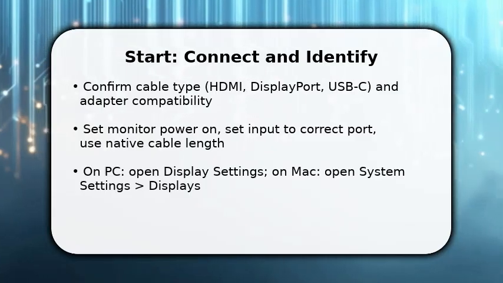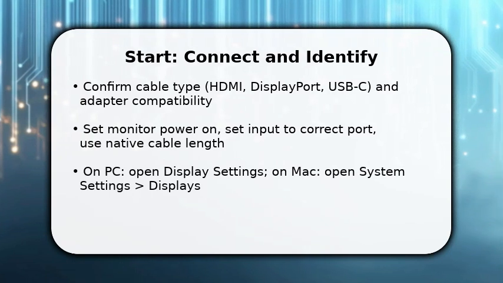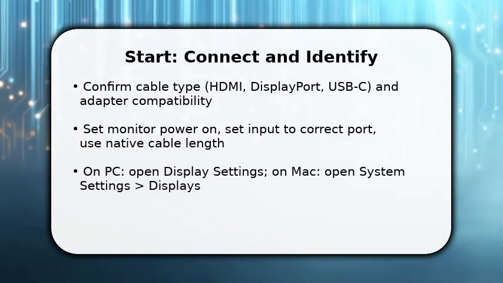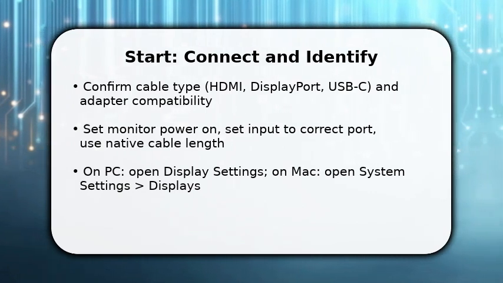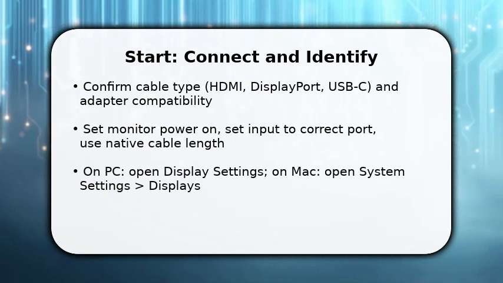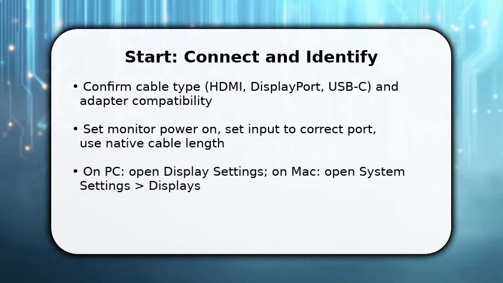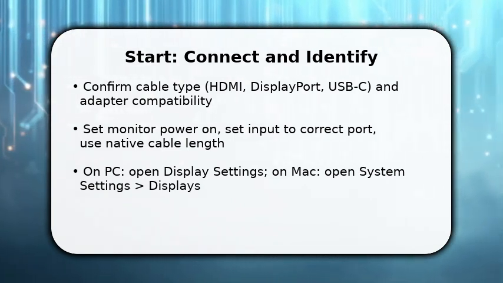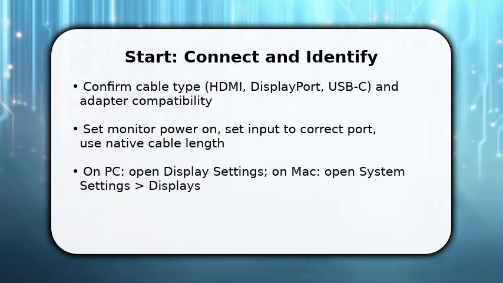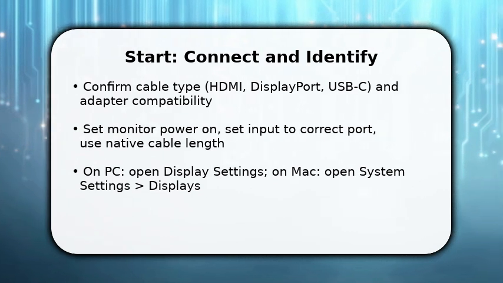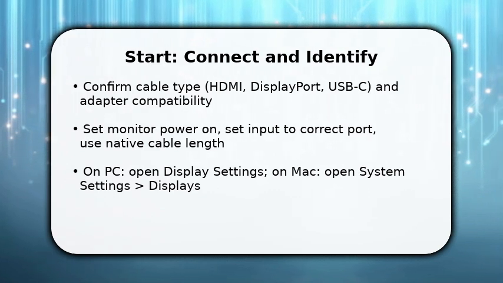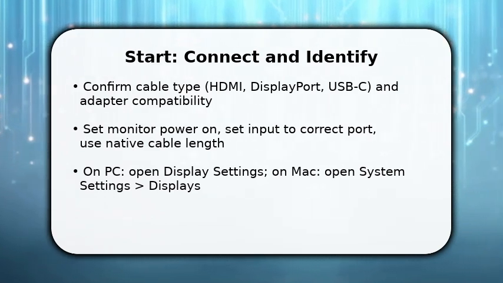You begin by confirming the connection so the system can detect the display. Make sure the monitor is powered and set to the right input, then connect the correct cable. Adapters can force lower resolutions, so use the native port when possible. Once connected, open your OS display preferences, Windows display settings, or Mac system settings for displays, so you can see the external monitor listed. This first step gets the device recognized and prepares you to change resolutions safely and precisely.